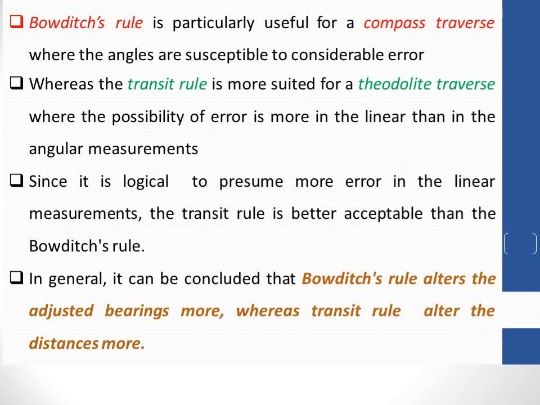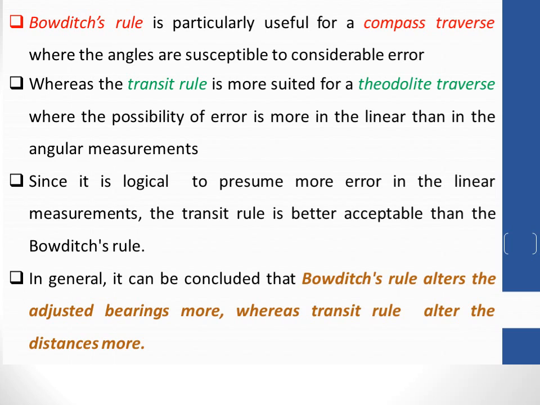Before moving on to the graphical method, we have a certain comparison between Bowditch's rule and the transit rule. Let us see what it is. Bowditch's rule is particularly useful for a compass traverse, where the angles are susceptible to considerable error. Okay, Bowditch's rule is mostly used for compass traverse. And the transit rule is more suited for a theodolite traverse, where the possibility of error is more in the linear than in the angular measurements. Whenever we have precise angular measurements, if angular measurements are so accurate, then we prefer the transit rule, as mentioned before.